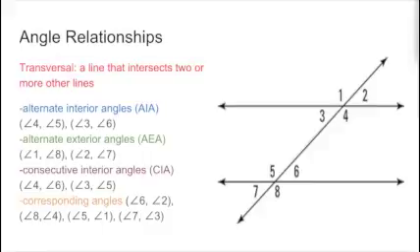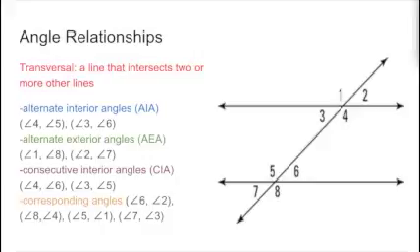The pairs of alternate exterior angles are angles 1 and 8 and angles 2 and 7. The pairs of alternate interior angles are angles 6 and 3 and angles 4 and 5. One way to remember these is that alternate means opposite sides of the transversal, interior means inside, and exterior means outside. So if they're asking for alternate exterior angles, you will look for angles outside the middle section that are on opposite sides of the transversal.